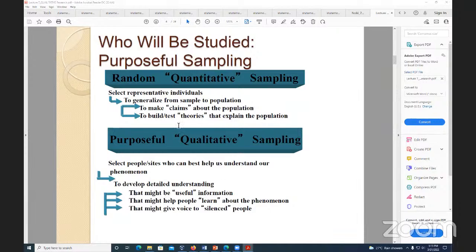That's why it says up here at the top of the slide, you want to generalize from the sample to the population, to make claims about the population, and to build theories that explain the population. Typically you take large samples in order to make those generalizations. In contrast, in qualitative, you're trying to understand what is going on, so that understanding will be useful. You learn about the phenomenon, and you're giving voice to silenced people, if there are certain people who normally are not researched.